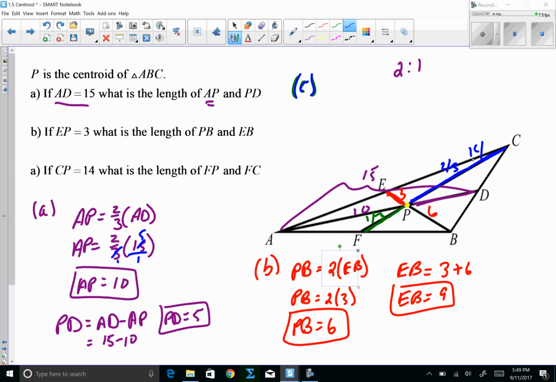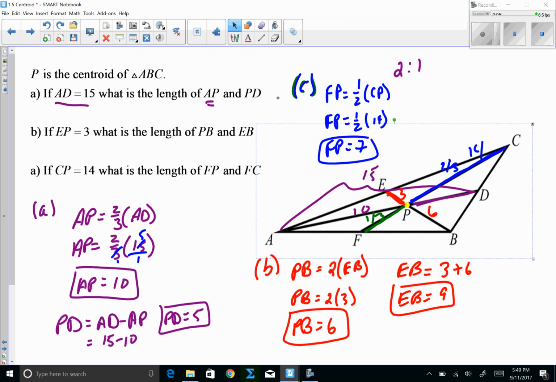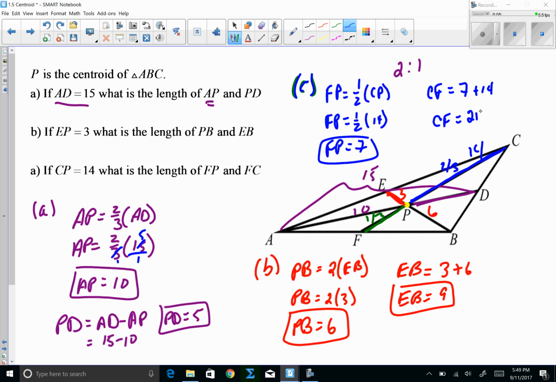Or we can shortcut that by saying, well, this is twice the size of FP. We can reverse that sentence and say, well, FP is only half of the size of whatever CP is. So now we know that FP has to equal 1/2 of 14. So FP is going to equal 7. And then if we are looking for the entire piece, in this case, that would be CF. Well, that's simply the addition of 7 plus 14. So now we know that CF is equal to 21.